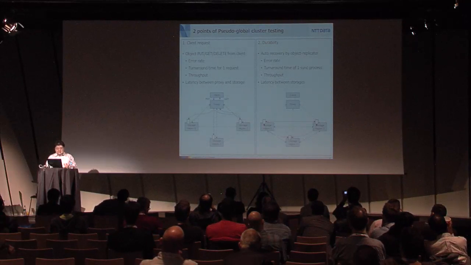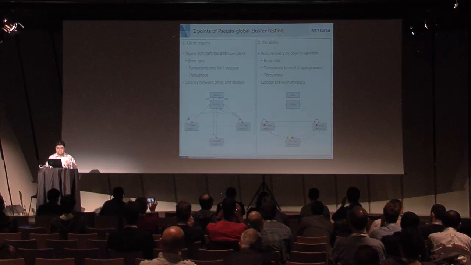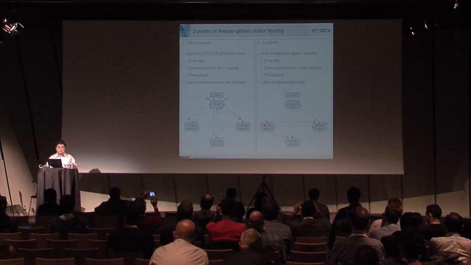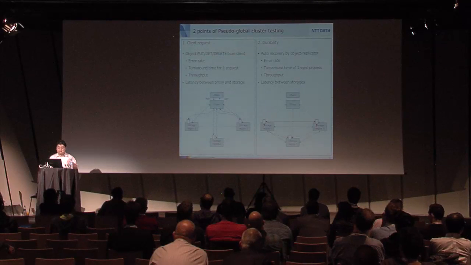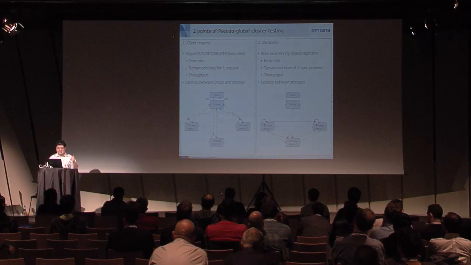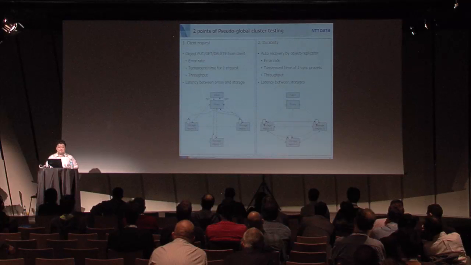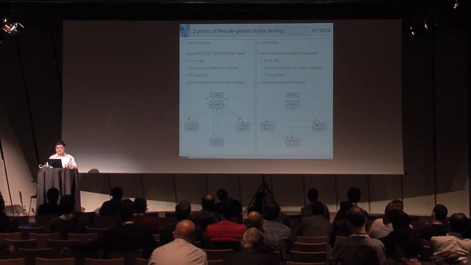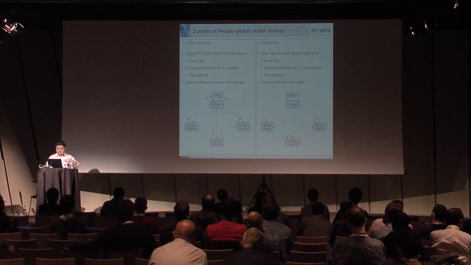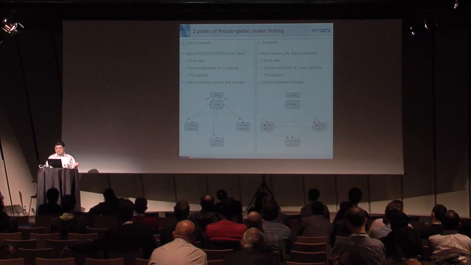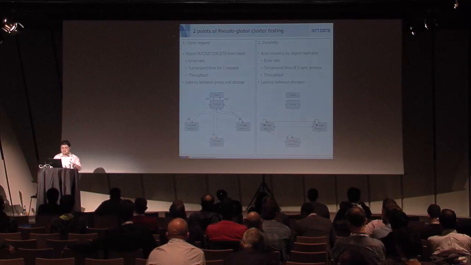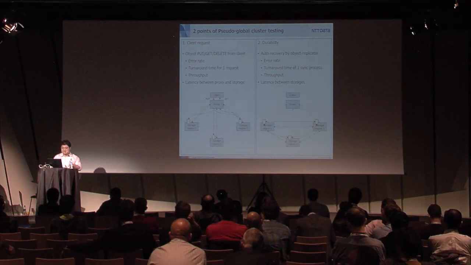With this short global cluster, we tested 2 things. The first, to ensure that Swift can serve client requests properly, we tested object putting, getting and deleting on this short global cluster. We checked its health by error rate of requests and performance by turnaround time of one request and throughput, and evaluated the effect of latency between proxy and storage. And second, to ensure the durability of the global construction, we tested the auto recovery feature of the object replicator, which recovers object data lost because of failure. We also checked its health by error rate in the object replicator and performance by turnaround time of one sync process and throughput, and evaluated the effect of latency between Swift nodes.